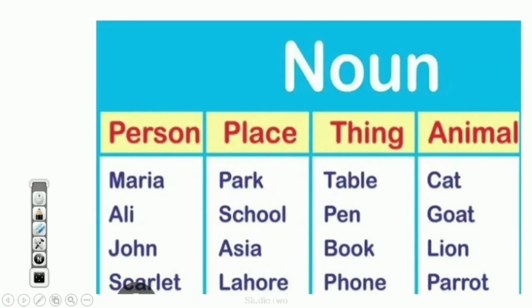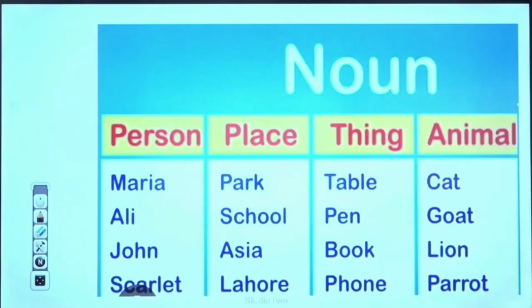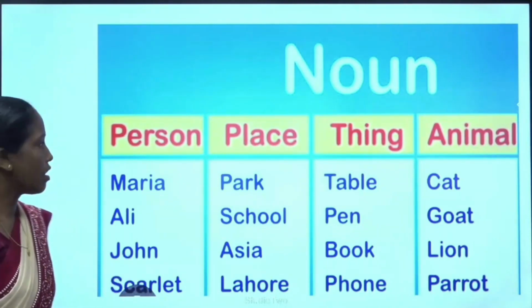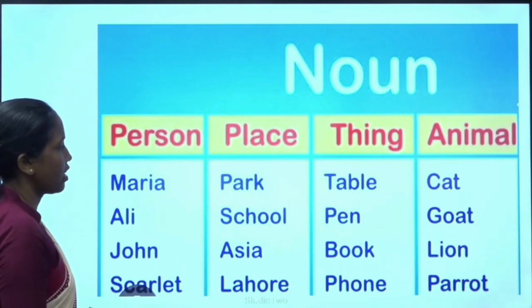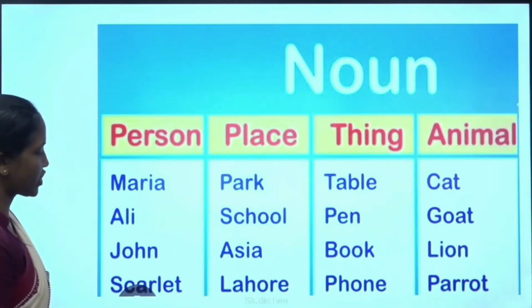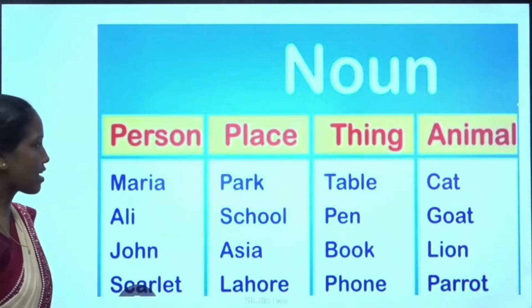Okay, next you see students here the example of person. Maria is the name of the person. Ali, name of a person. John is the name of the person. Scarlett is the name of the person. Then next you see example of places. Park, school, Asia, Lahore. These are the names of places.